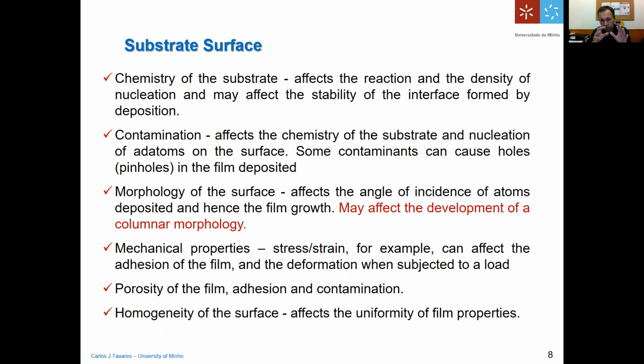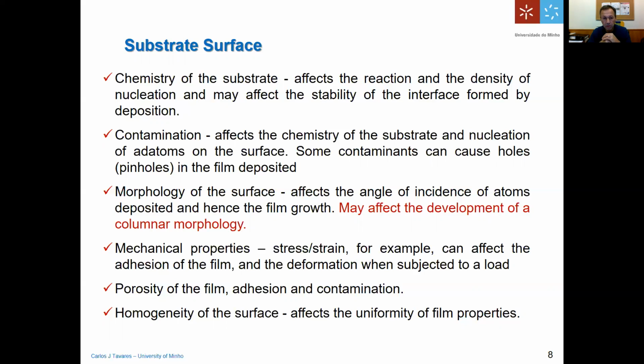And this also, for some techniques like sputtering, will affect the angle of incidence of the atom deposit and hence the film growth. So it may affect the development of columnar morphology, which sometimes is interesting for some applications, such as thin films for wear prevention on tools. So they will affect the mechanical properties. And so mechanical properties like the stress, the strain, for example, can affect the adhesion of the film.